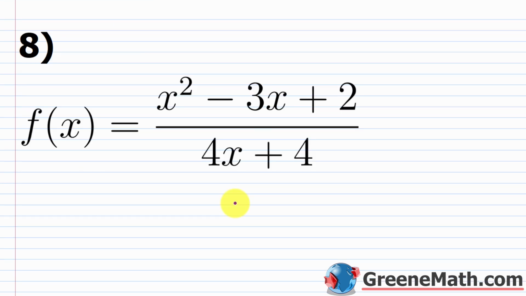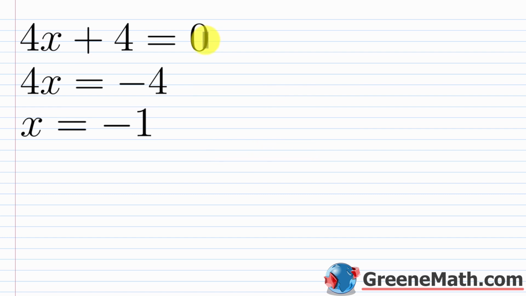All right, for problem 8, we have f of x is equal to x squared minus 3x plus 2 over 4x plus 4. So this guy is going to be simplified. And so what we want to do is look for the asymptotes. For the vertical asymptotes, in this case, you would just have one single vertical asymptote. You're going to take your denominator, which is 4x plus 4. You're going to set that equal to 0, and you're going to solve.